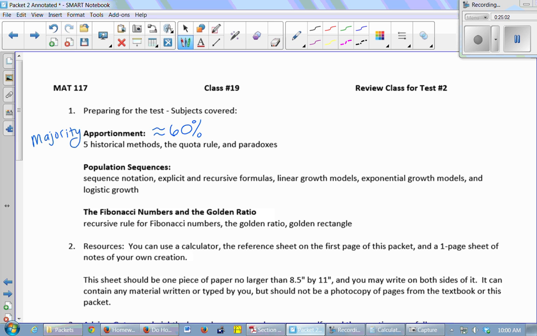which involves sequence notation, writing explicit and recursive formulas for linear growth models, exponential growth models, and logistic growth, I'm not testing you on. Okay. So this is what we learned about sequences. Notation, writing explicit and recursive formulas, linear growth models, and exponential growth models. Then we talked about the Fibonacci numbers and the golden ratio. You need to know the recursive rule for the Fibonacci numbers, what the golden ratio is, and what a golden rectangle is.